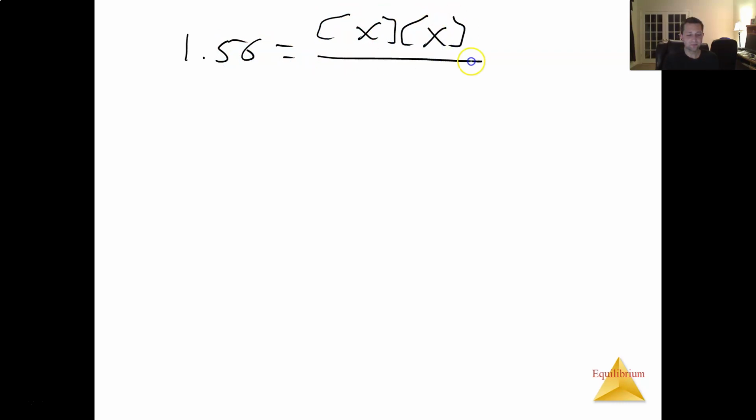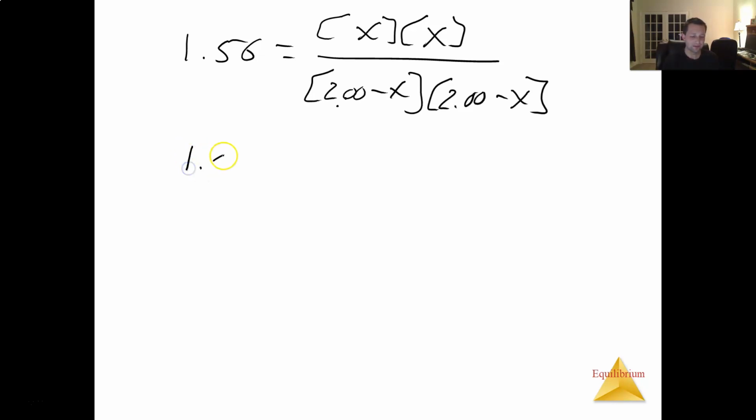So we end up with 1.56 equals x times x over 2.00 minus x times 2.00 minus x. Okay, so what you can do is like we did last time, you could put x squared on the top, right? And then you could use the FOIL method down here in the denominator and work that out. But if you slow down a second, you could realize that there's a massive shortcut you can take here.